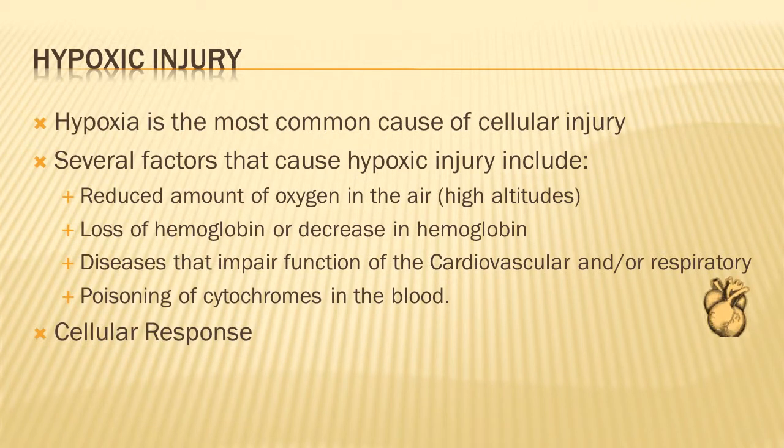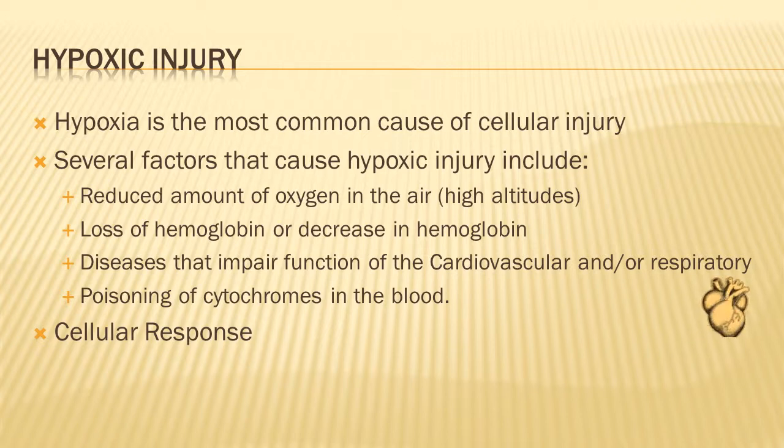Hypoxic injury is the most common cause of cellular injury in the heart muscle, and there are several factors that can cause hypoxic injury. It's oxygen in the air, of course, high altitudes. Also, a lot of people go up to the mountains and then end up having chest pain. A loss or decrease in hemoglobin can also affect it, and then your disease processes, cardiovascular and respiratory. And then there is poisoning of the cytochromes in the blood, and that's basically the toxic material when the cell is dying. And let's talk about the cellular response.